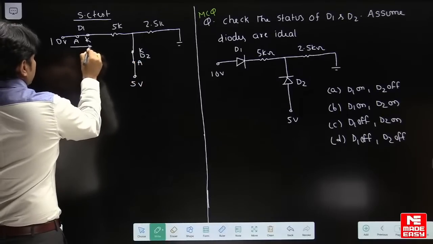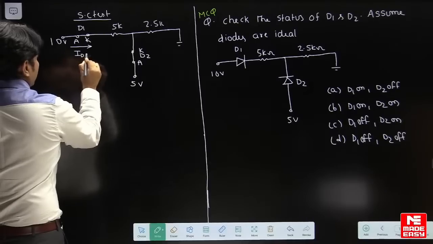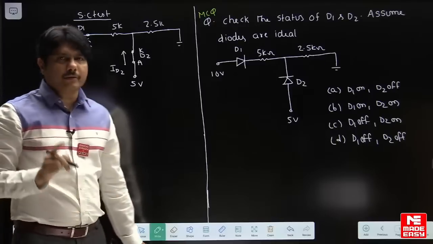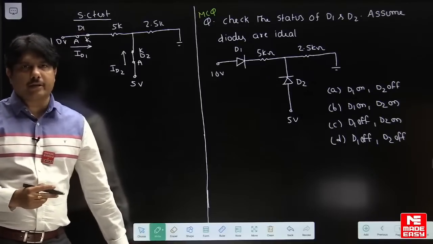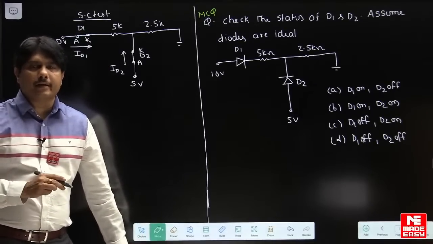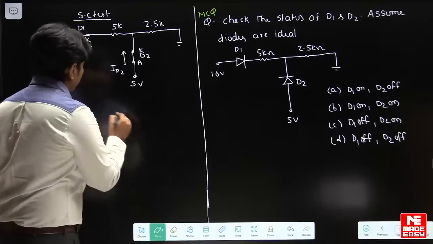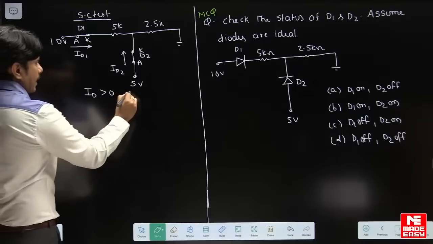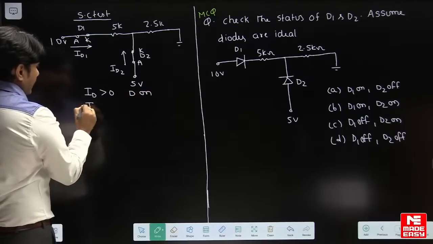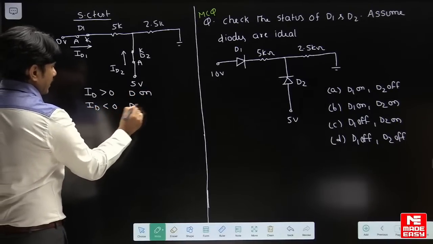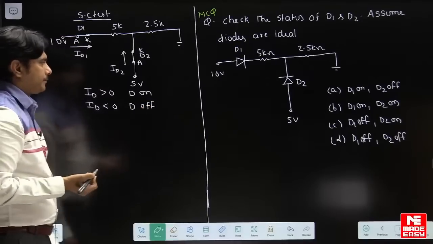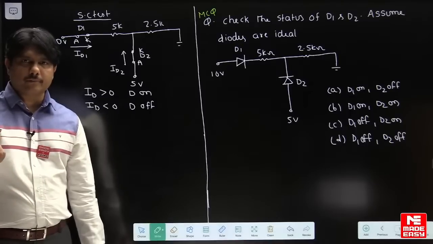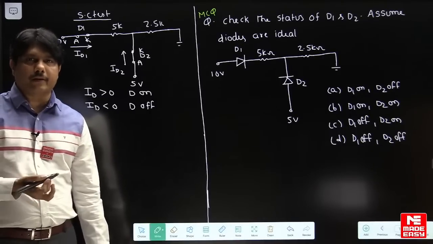So the current indication you give for each diode: ID1 current here, ID2 current here, from anode to cathode of each diode. Now my technique here is, if ID current comes greater than 0 in my testing, I can say that diode is on. If ID current comes less than 0, I will say diode is off. This is the simple trick. For simple networks we have to use this.